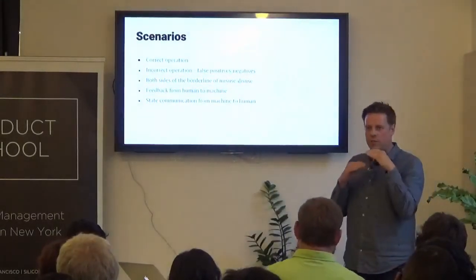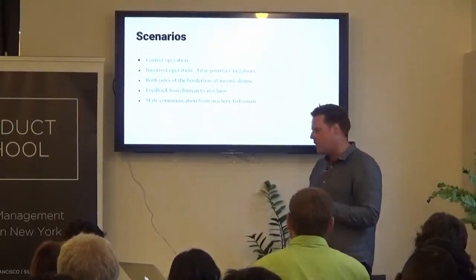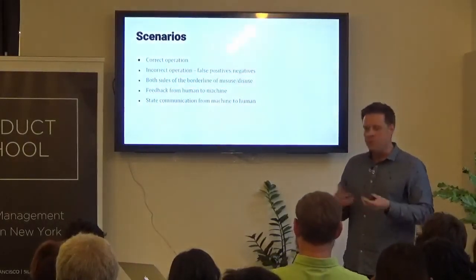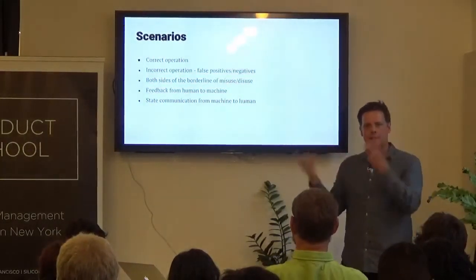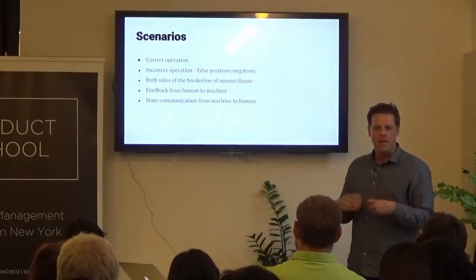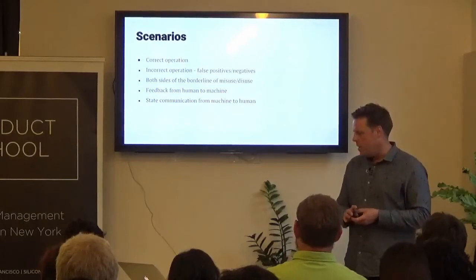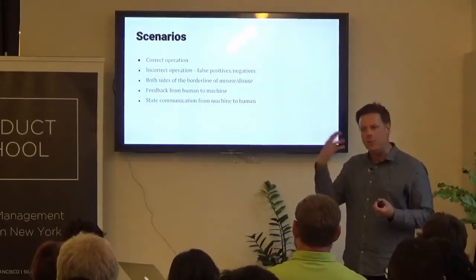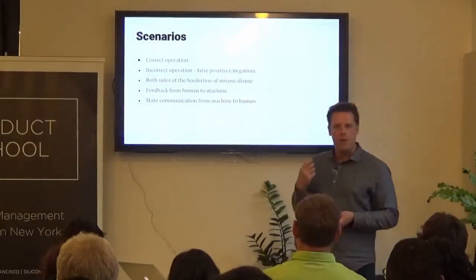So trying to understand those edges of the experience and understanding from the human is really important. Feedback from the human to the machine, like when something does go bad, what type of feedback do they want to give? What is the right kind of analysis that they're doing around that? And then state communication, so just, are the abstractions making sense? Are they building the right mental models in the human?